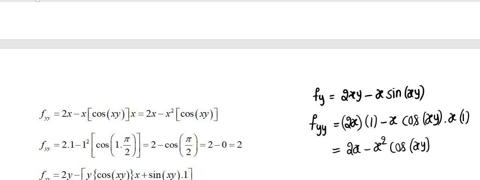Now we find out the value of fyy at 1 comma pi by 2. So 2 into 1 minus 1 square cos of 1 into pi by 2. So 2 into 1 is 2 minus cos of pi by 2. We know the value of cos pi by 2, that is 0. So 2 minus 0 is 2 only. So the value of fyy at 1 comma pi by 2 is 2.